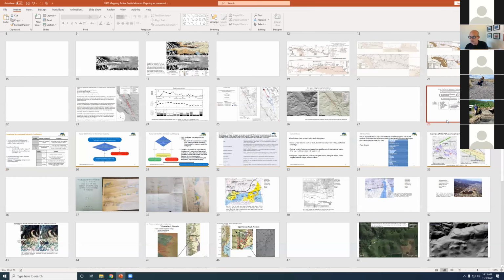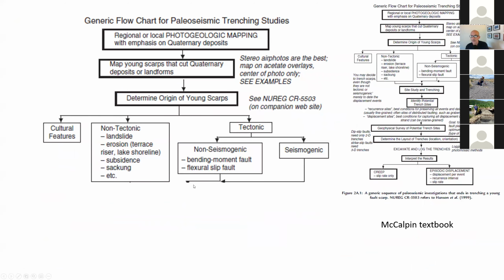The other thing is a reminder of McAlpin's flow chart on how to do this, regional or local photogeologic mapping, but you are also doing mapping on high resolution topography with emphasis on Quaternary deposits. Map features that cut deposits or landforms, and then try to figure out what they come from. Is it cultural? Is it non-tectonic? Is it tectonic? The rest of this flowchart is then what to do, how to make an excavation, more site-specific study. But that's trying to characterize what we're doing.